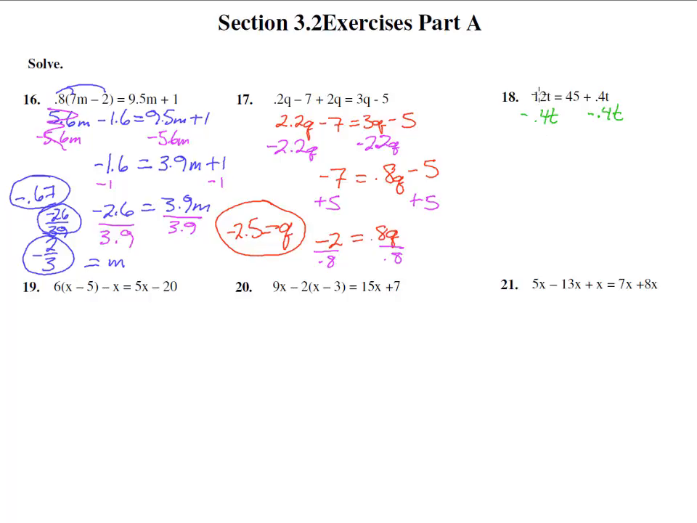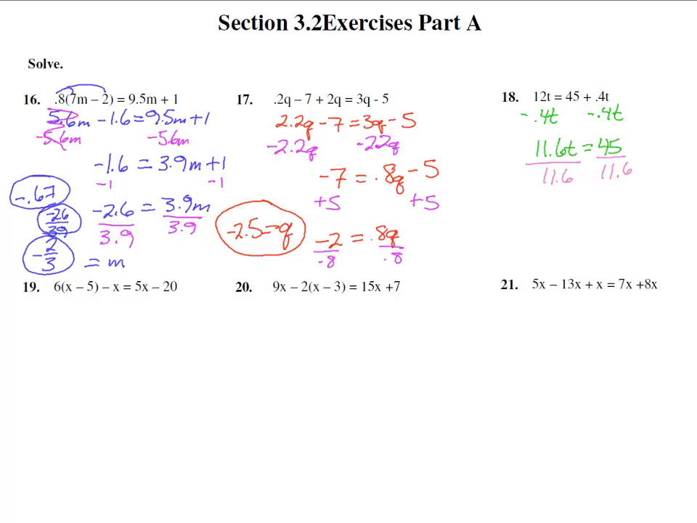On the left-hand side of the equation, we have 12t minus 0.4t, and that is 11.6t equals 45. We've got them together. So how do we get rid of that 11.6 multiplication there? We divide by this 11.6.